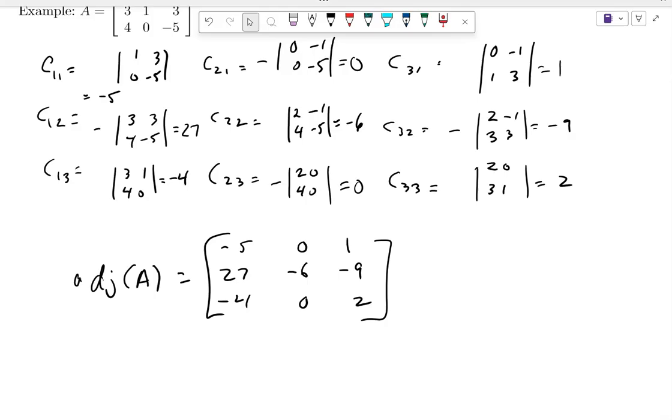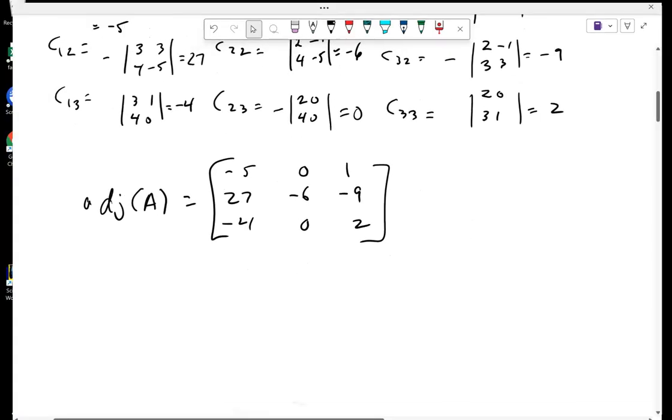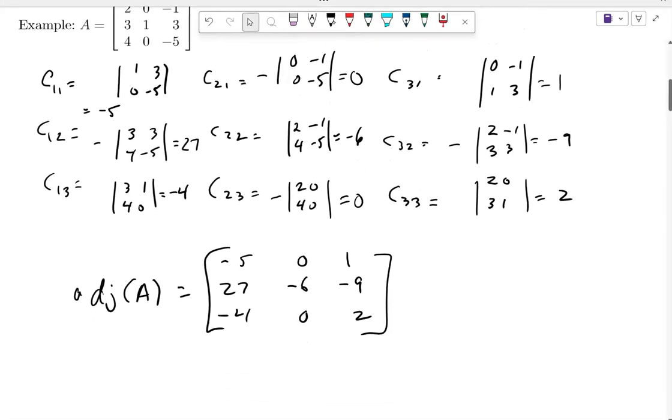A good question. Why do we care? It's a very, very good question. It seems like a lot of computational work for some random matrix that we put up here, right? All right. So let's first take the original matrix, the 2, 0, -1, 3, 1, 3, 4, 0, 5, and multiply it by the adjoint we just found.